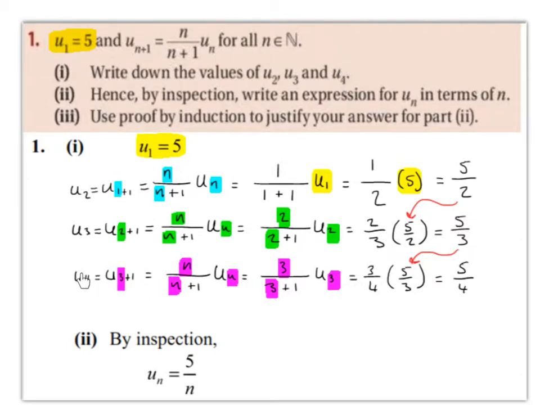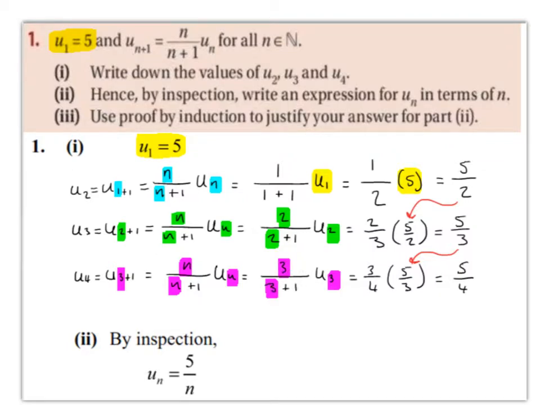So u4 can be rewritten as u(3+1), because 3 plus 1 is 4, just like 2 plus 1 is 3, just like 1 plus 1 is 2. So again we have n over n plus 1 times un, which we got from up here. So we swap each of those n's for 3. So we have 3 over 3 plus 1 times u3.